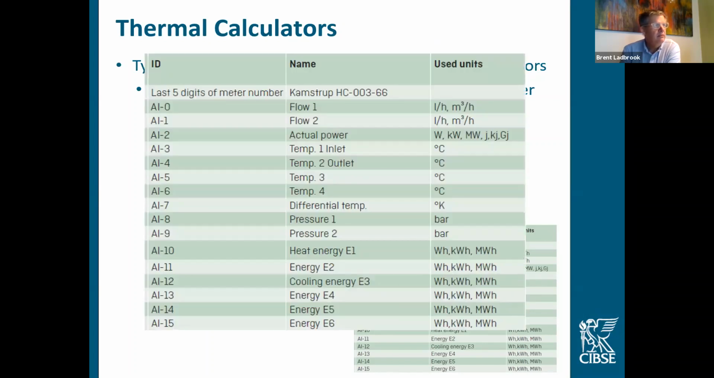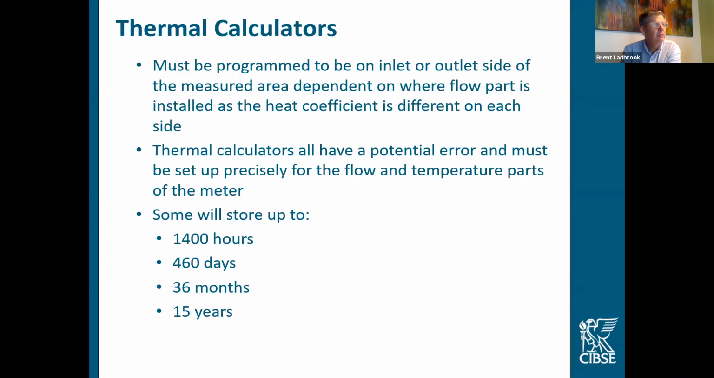Some of these things were out of the registries. This is actually out of a BACnet registry, but you see some of the types of things that would be recorded and available to download. They must be programmed to be on the inlet or the outlet side. So if you're unsure, please look at the meters that are available where this could be specified post-installation, so you don't get into the problem of meters that are purchased and then installed incorrectly and cannot be changed.